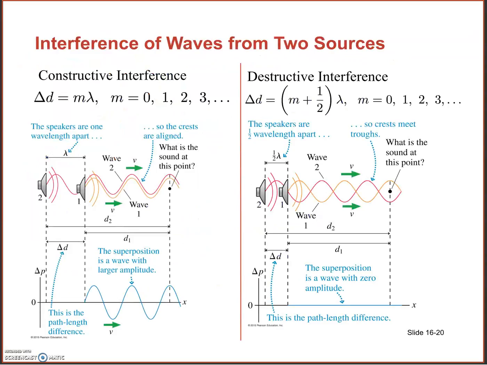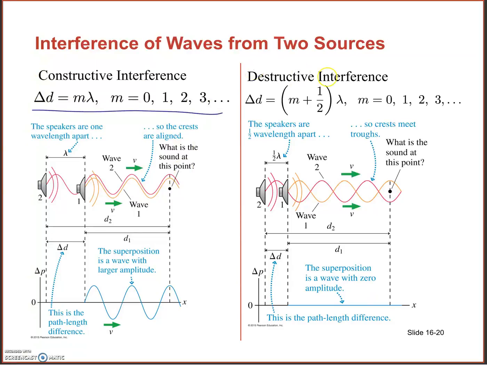So let's see. These are the figures from your book, which I think are fairly well done if you look closely at what they're talking about. Speaker 1 is emitting these yellow waves and speaker 2 is emitting these red waves. The path length difference, this delta D, is exactly one wavelength. And you can see the waves are always lining up with each other, crest to crest, trough to trough, and we get only constructive interference. So this is our condition for constructive interference.